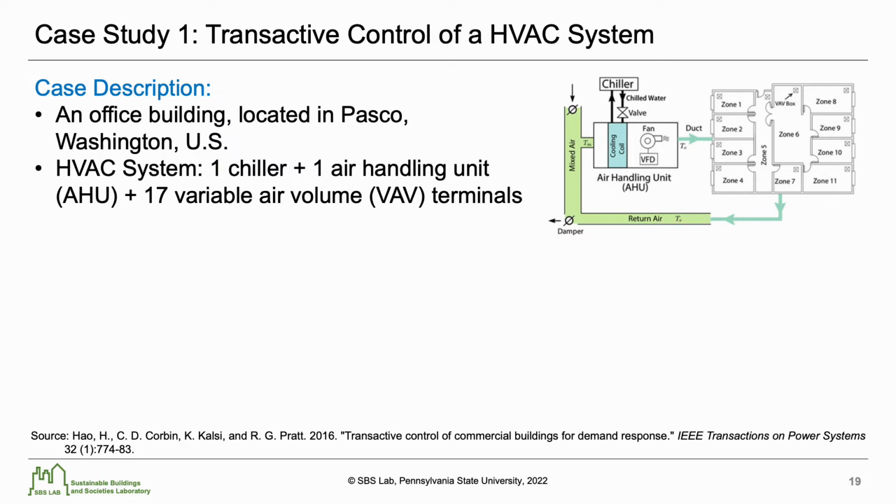As we can see from the figure, the studied HVAC system serves an office building located in Pasco, Washington State in the United States. It consists of one chiller, one air handling unit, ducts, and 17 variable air volume terminals that provide conditioned air to offices and open spaces. The air handling unit is composed of one supply fan and one cooling coil. The ducts are equipped with 2 dampers to adjust the amount of exhaust air and fresh air.